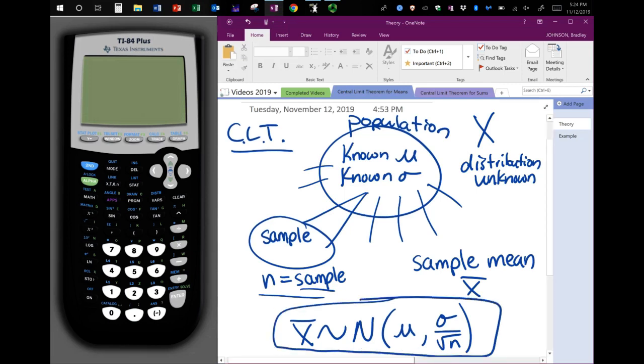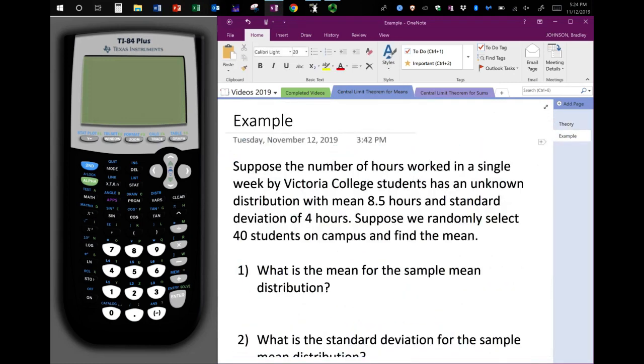We will be using this primarily in our example. So let's read our example. Suppose the number of hours worked in a single week by Victoria College students has an unknown distribution with mean 8.5 and standard deviation 4 hours. Suppose we randomly select 40 students on campus and find the mean. So notice, we are starting with an unknown distribution.